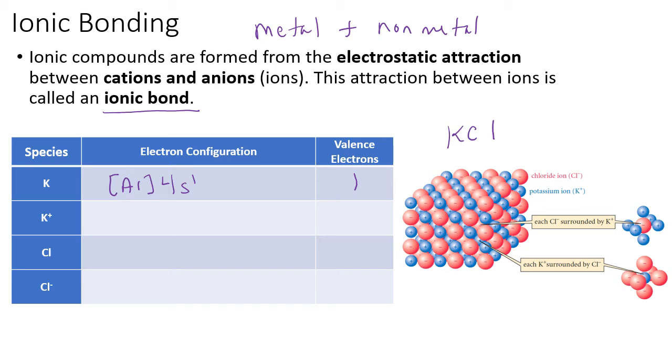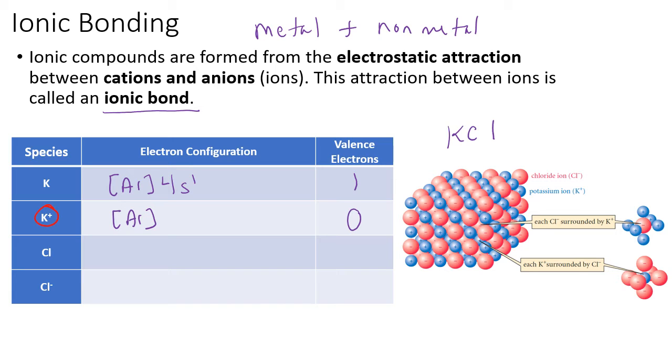So if it gives up that 1 electron and becomes the potassium plus 1 ion, its valence electron configuration is going to essentially be the same as argon. Those two are called isoelectronic because they would have the exact same electron configuration. So in that case, it gave up its valence electrons, so we'll say that it now has 0 valence electrons.